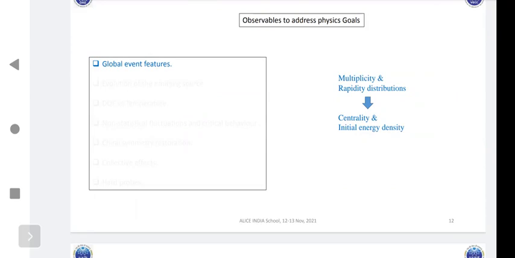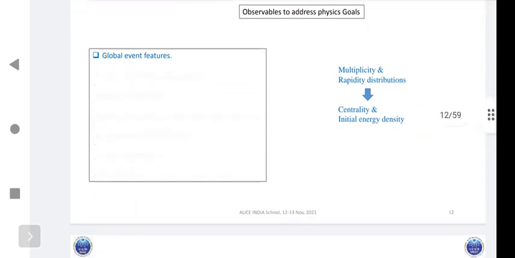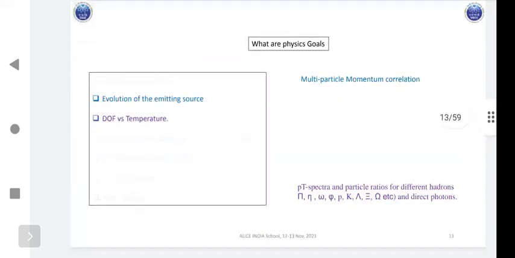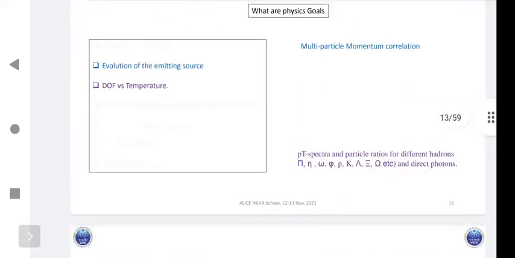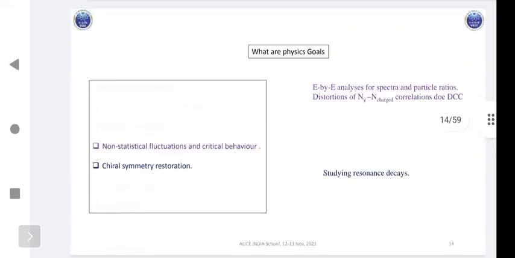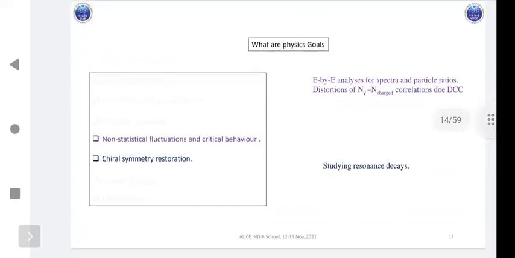I'm just talking about this; take this as information. There is a need for passing this information. Then for evolution of the emitting source and degrees of freedom, these are done using multi-particle momentum correlation and by PT spectra and particle ratios. PT spectra and particle ratios, keep in mind. And then for non-statistical fluctuations, critical behavior and chiral symmetry restoration, people do event-by-event analysis for spectra and particle ratios.